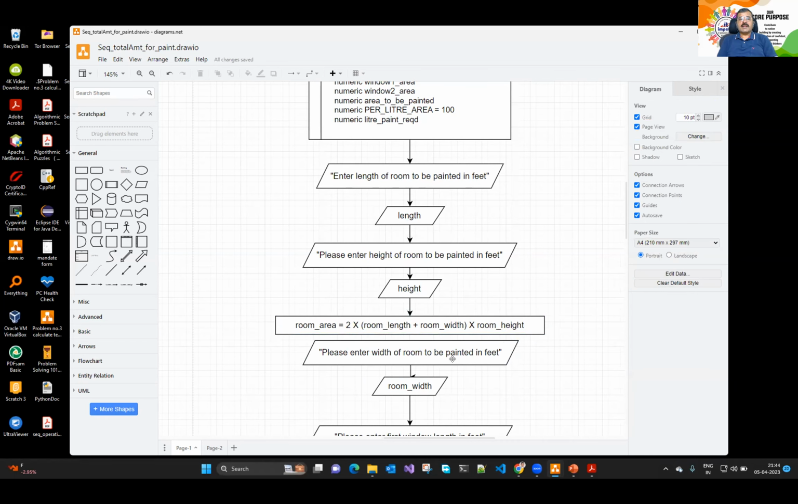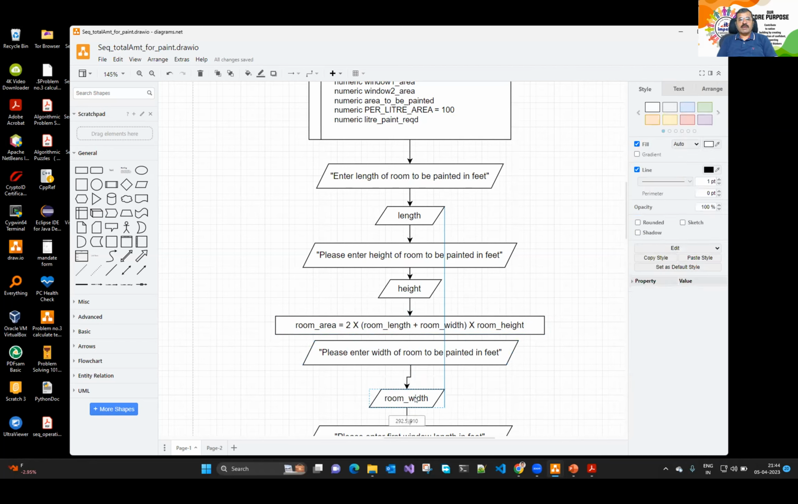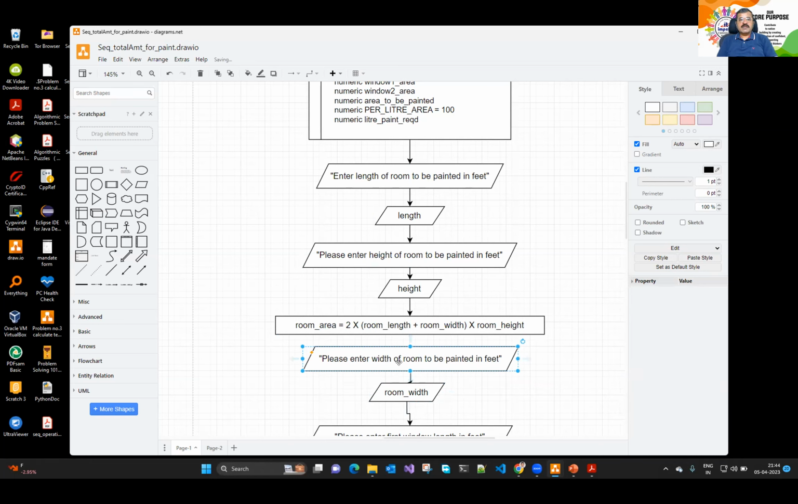Now that I have calculated area of the room, now I am going to calculate the window ka area, correct? So I am going to say, please enter the width of the room to be painted in feet.